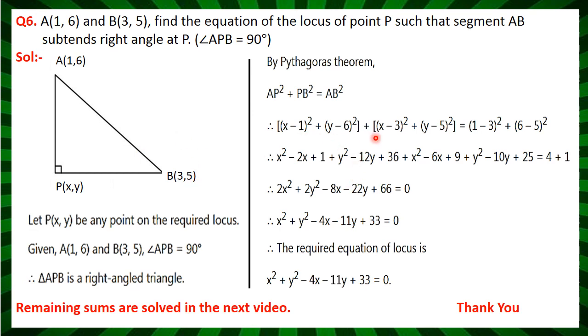Now we will expand each term because they are all in whole square form. After simplification we will get 2x squared plus 2y squared minus 8x minus 22y plus 66 is equal to 0. 2 is common in all the terms, so it is taken out and cancelled. So x squared plus y squared minus 4x minus 11y plus 33 is equal to 0. Therefore, the required equation of locus is x squared plus y squared minus 4x minus 11y plus 33 is equal to 0. Now the remaining sums we will solve in the next video.